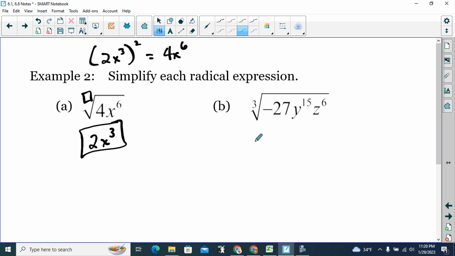So the cube root of negative 27 is negative 3. Negative 3 times negative 3 times negative 3 gives me negative 27. And then, like I mentioned over here, the easiest way to do this is just 15 divided by 3, so y to the 5th. Notice if I take y to the 5th to the 3rd, 5 times 3 is 15. Z to the 6th, 6 divided by 3 gives me z to the 2nd. Negative 3, y to the 5th, z squared.